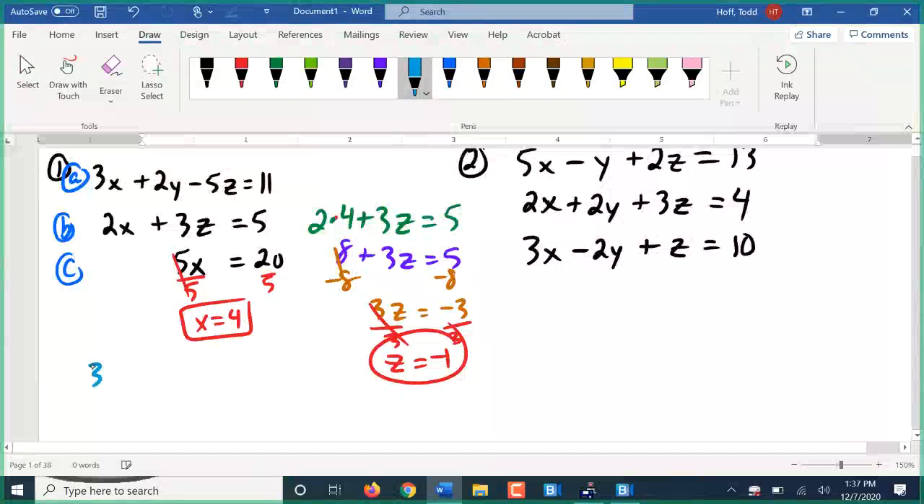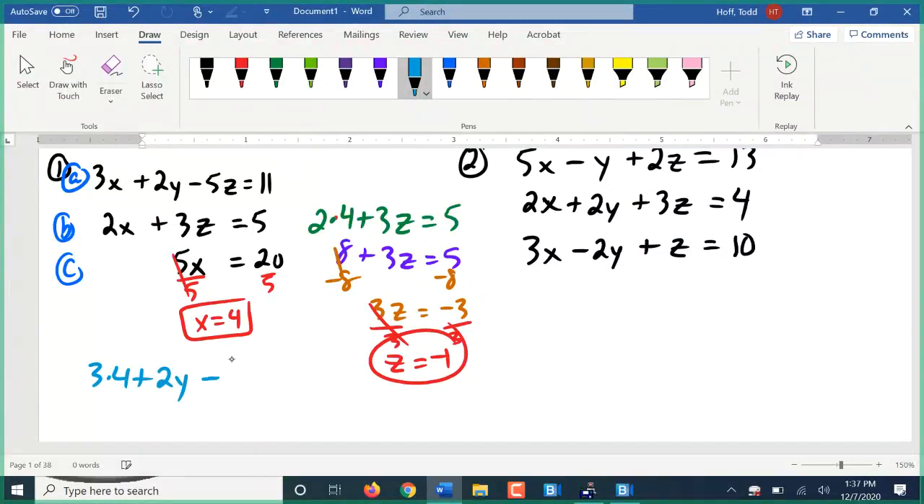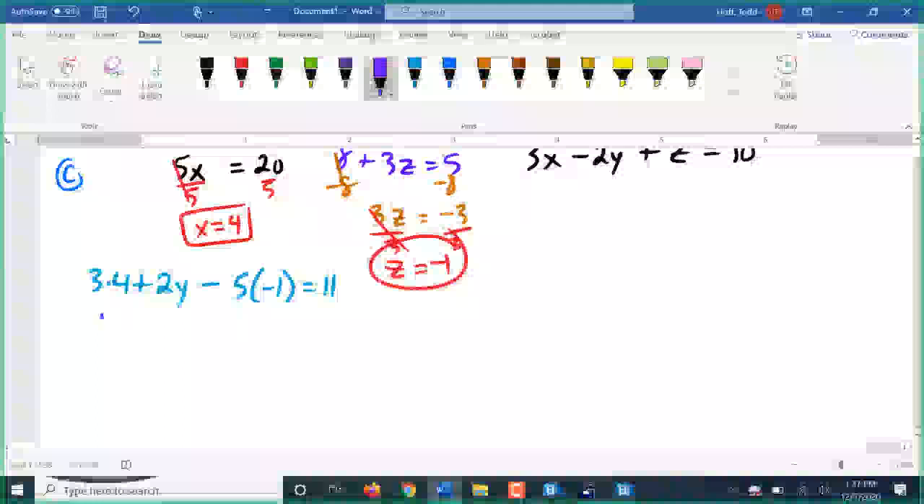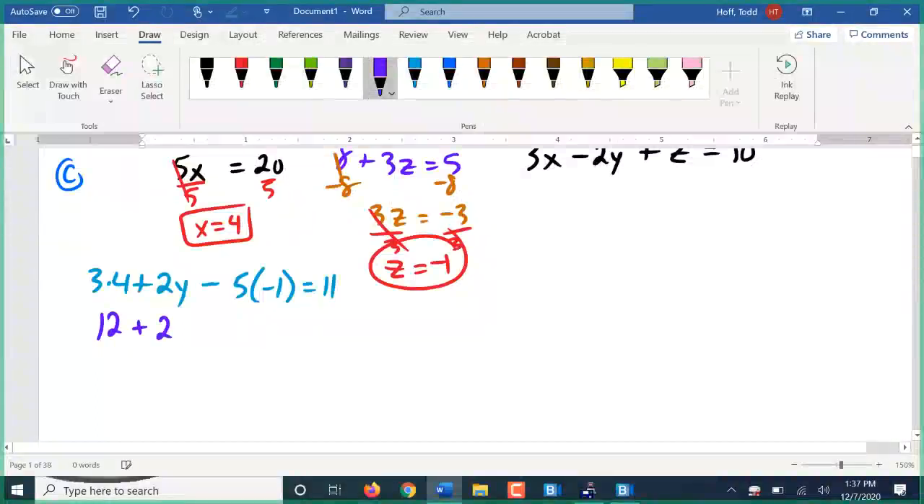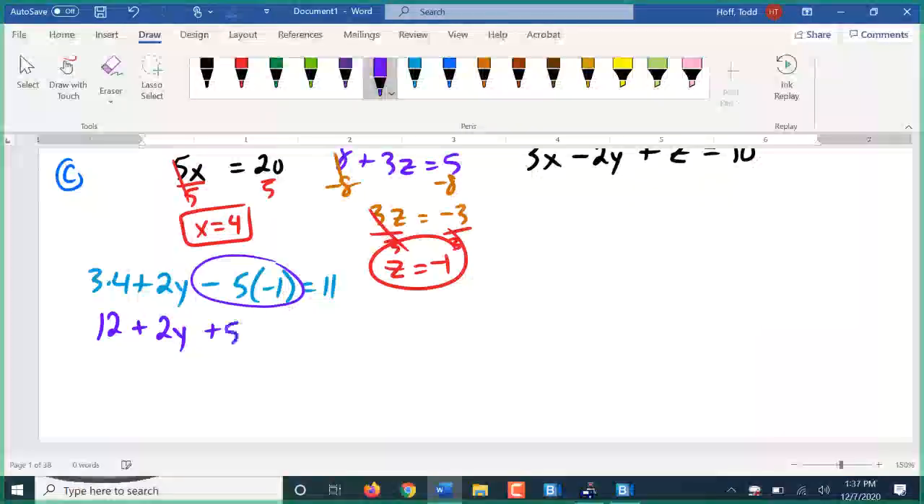And then we have to find a y, going back to equation A. 3x is going to be 3 times 4, plus 2y, well, y is what we're looking for, minus 5z. Z is going to become negative 1. And now we solve. 3 times 4 is 12, plus 2y. I'm going to treat this as a negative 5 times negative 1, which will be a positive 5, equals 11. 12 plus 5 is 17, plus 2y equals 11.